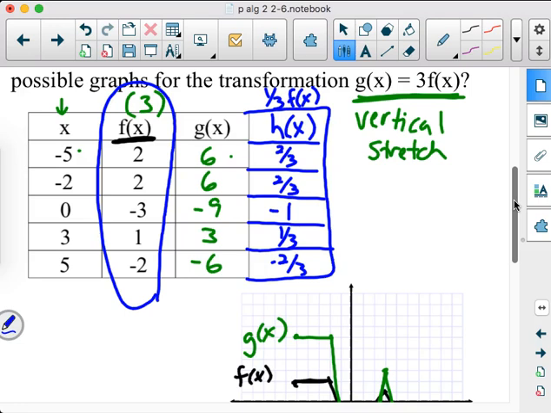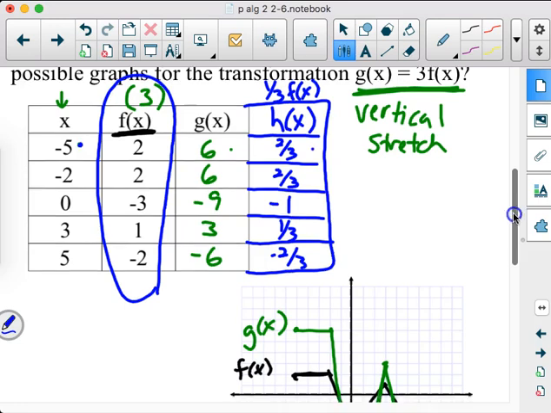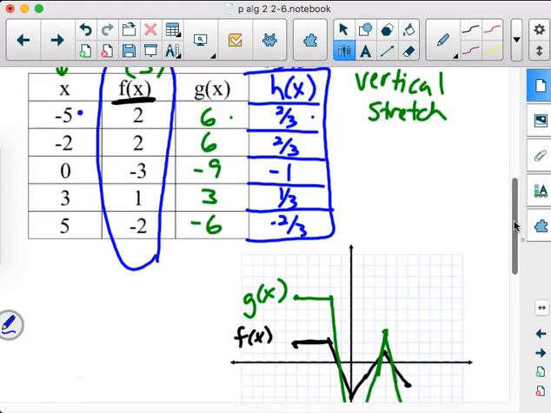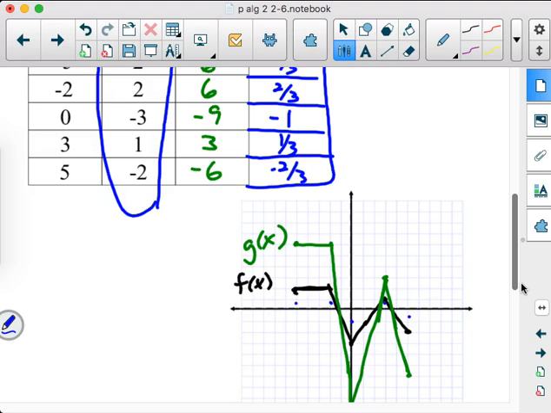And again, I'm going to graph these with the original x's. And now that h of x is going to change the vertical component, the y component. So at negative 5, we're only at 2/3. At negative 2, we're at 2/3. At 0, we're at negative 1. At 3, we're at 1/3. And at 5, we're at negative 2/3. And now again, connect those up with straight lines, left to right, and call that h of x.